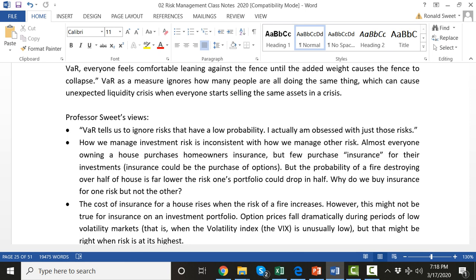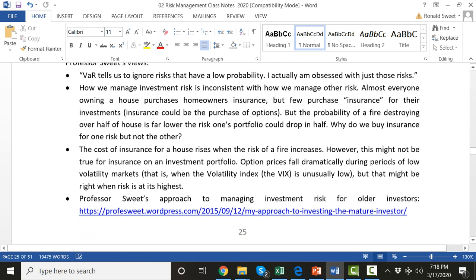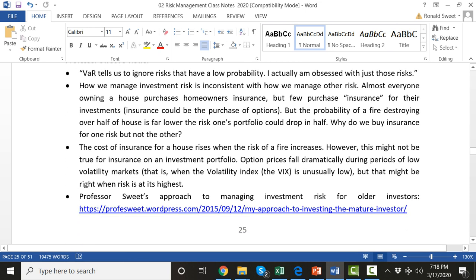That happens more frequently than a third of a house getting burned down. So why do we buy homeowners insurance but we don't buy investment insurance? Part of it is the cost. The cost of insurance for investments can be much, much higher than for other risks because it is more likely to happen. But I really think part of it's just inertia. We just don't think about it.